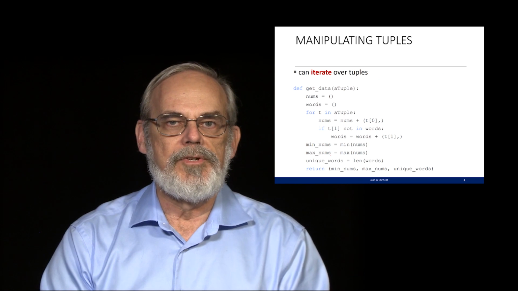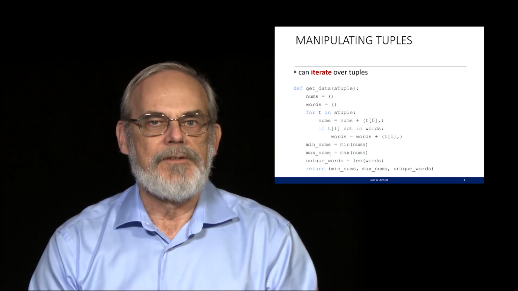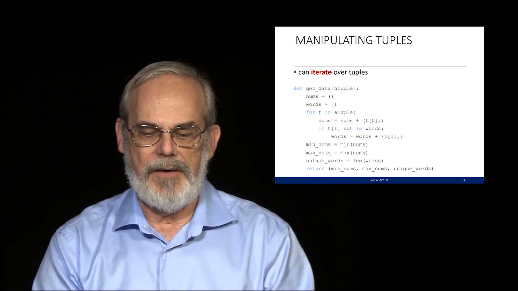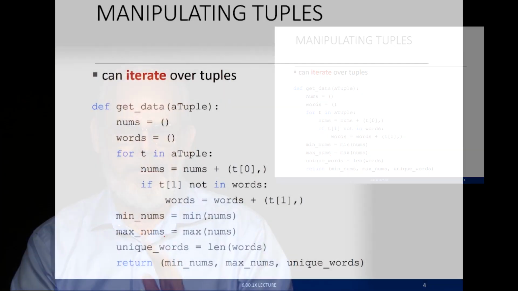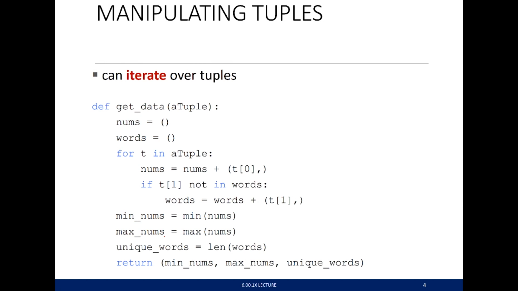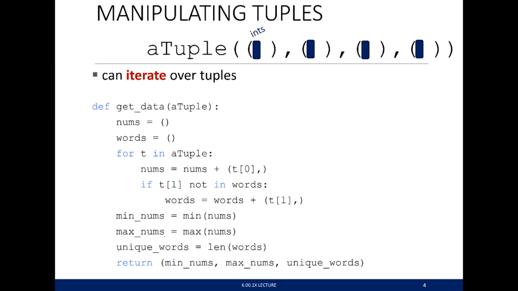Another nice thing about tuples, they're iterable. Just like with strings where I can walk down them, I could do the same thing with a tuple. So here's a little procedure. I'm going to walk you through it. It's kind of a funky procedure. The idea is that I'm going to give getData a tuple. And that tuple is going to itself consist of tuples. Weird. But it says each element inside that tuple is itself a collection of things. And in particular, it's going to be a collection of ints and strings.